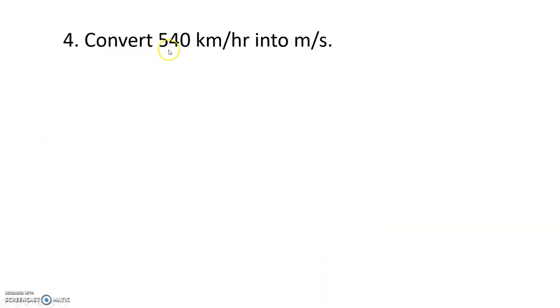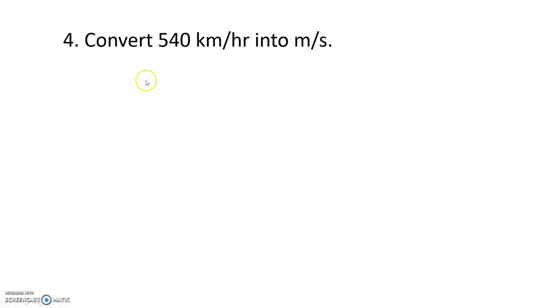Number 4, convert 540 kilometer per hour into meter per second. Now, kilometers to meters and hours to seconds. How do we do this? You know that 1 kilometer is 1000 meters. So 540 kilometers means 540 into 1000 will give us it in meters. Divided by per hour.